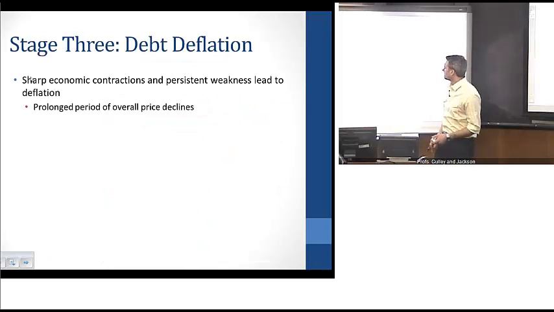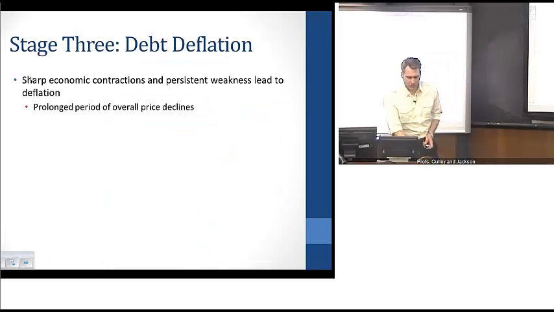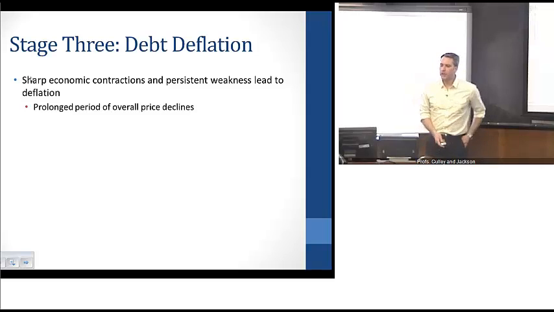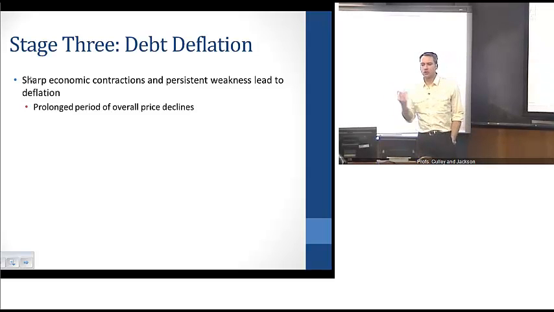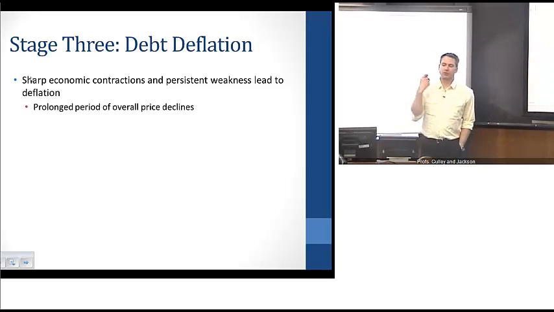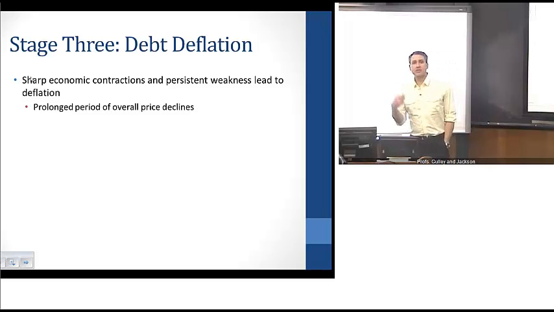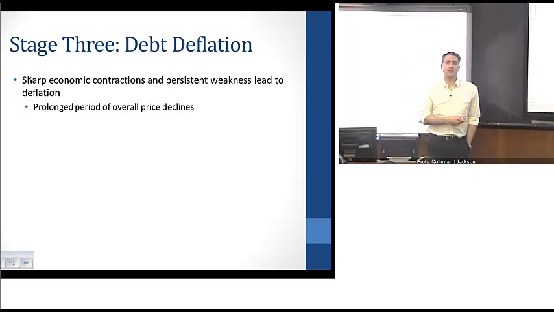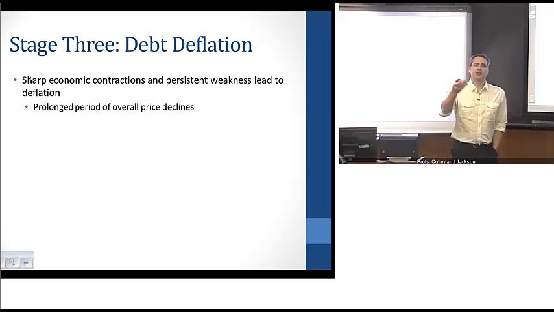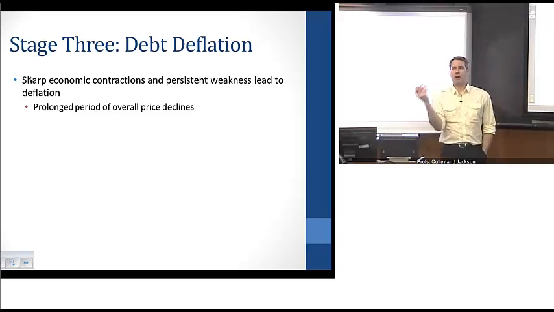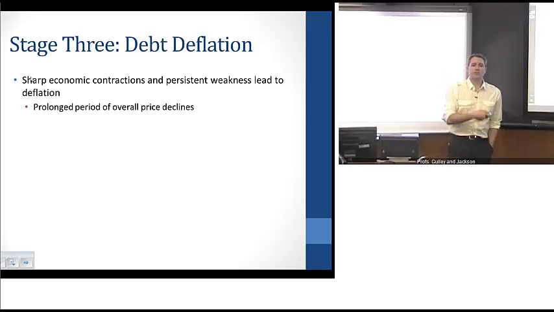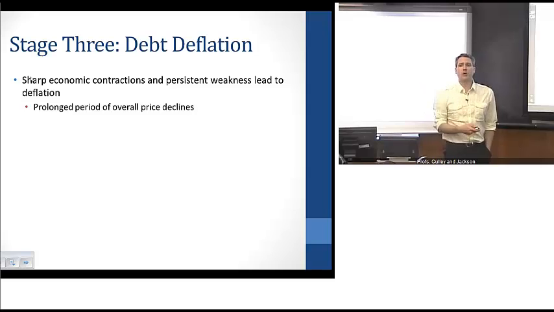stage of stage 3. So in terms of stage 3, the story is pretty simple: again, you have sharp economic contractions, you have persistent weakness in the economy, and this leads to a wholesale decline in the price level. And this might in and of itself seem great, because if prices are falling, that means things are cheaper. So we can buy more things when the price level goes down. Or better yet, why don't we wait to buy things so that we can buy things cheaper tomorrow or in the future?